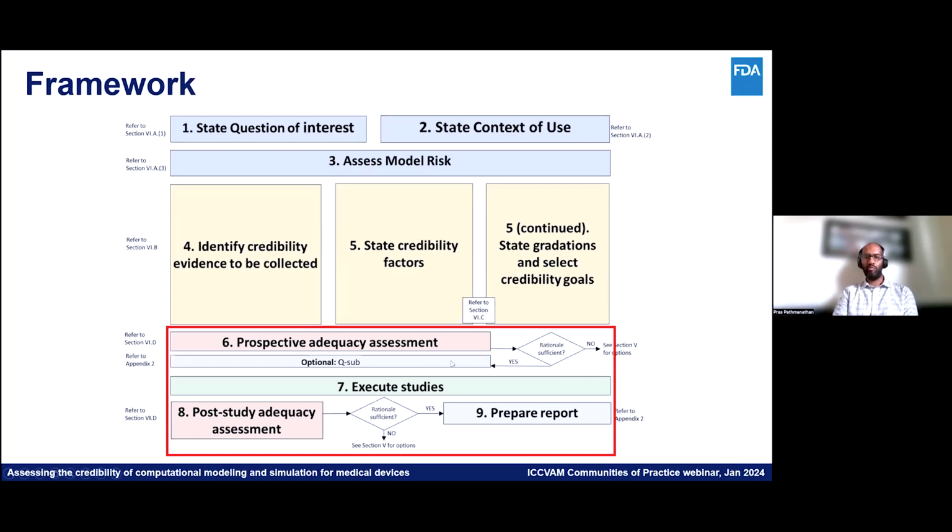And then we have something called a Q submission pathway, that kind of question submission. It allows industry to come into FDA before a marketing application and have us answer questions about their plan. One thing that we can do is answer questions about a planned model and planned credibility assessment for that model. Then if everyone's in agreement, they can execute the study, develop the verification and validation data and credibility evidence, and then generate a final report, including a post-study adequacy assessment.